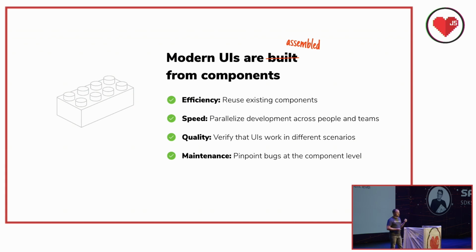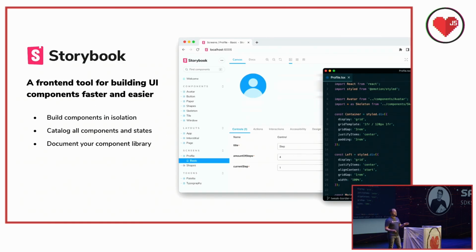And also, maintenance becomes easier because if you work on isolated components, it's easier to focus on the one thing at hand and not have to consider the entire context of a running app around it. So this is where Storybook comes in.